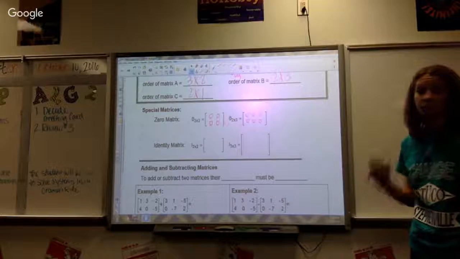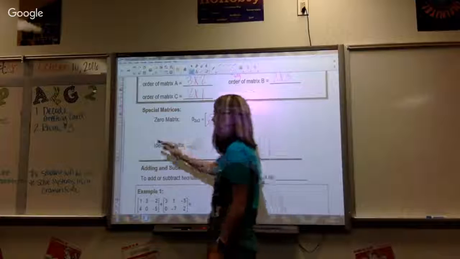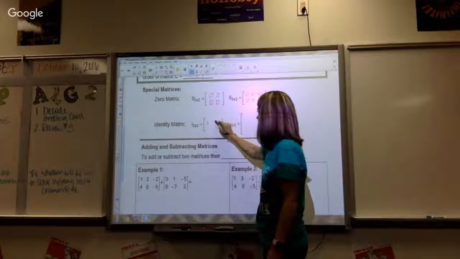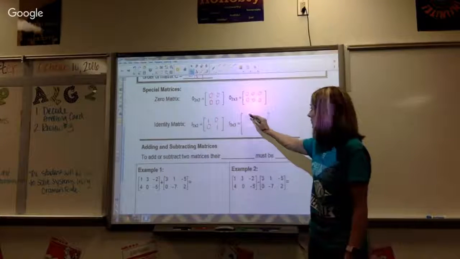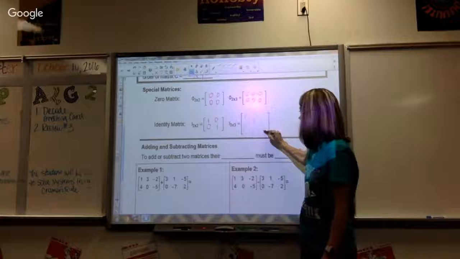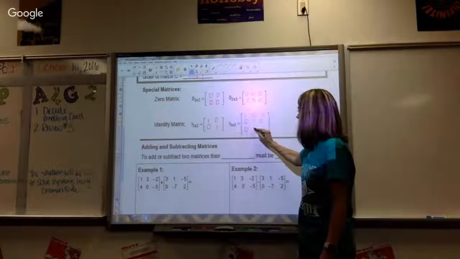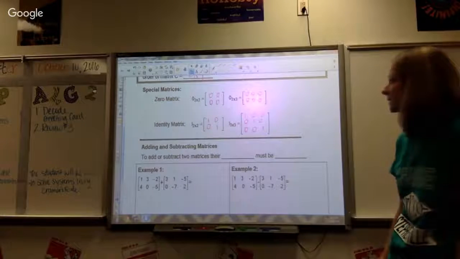The identity matrix, which we will really use whenever we're solving the system. Identity matrix of a 2 by 2, your diagonal from left to right are 1s. Everything else are zeros. So on a 3 by 3, your diagonal from left to right will be 1s, and then all the other elements will be zeros. So those are some special matrices that you might see in this unit.